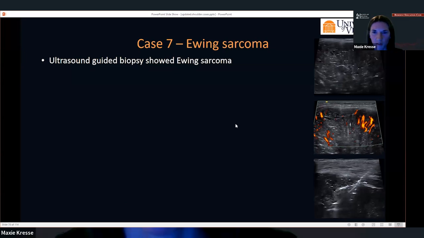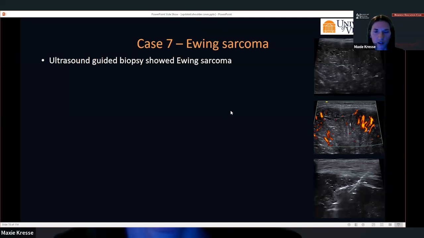So this, a couple people already mentioned it. This did turn out to be a Ewing sarcoma. This was an ultrasound guided biopsy, but just showing some images here of this large heterogeneous mass, hyperemia. This is our biopsy needle.